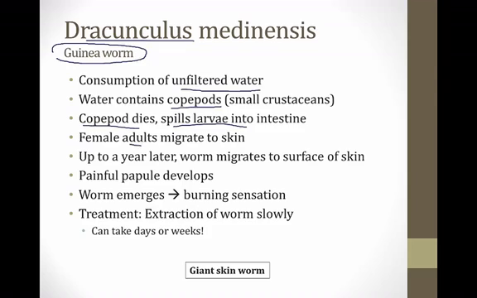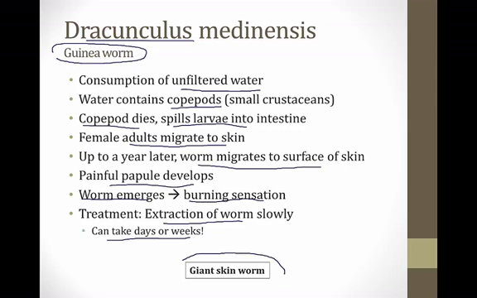The female adults then migrate to the skin. Up to a year later, the worm will migrate to the skin surface, and a painful papule will develop. And then the worm will emerge, and it causes a burning sensation. And the only way to treat this is to slowly extract the worm. It can take several days or weeks of pulling it out a little bit at a time. So it's very easy to remember this. Just remember it's the giant skin worm.